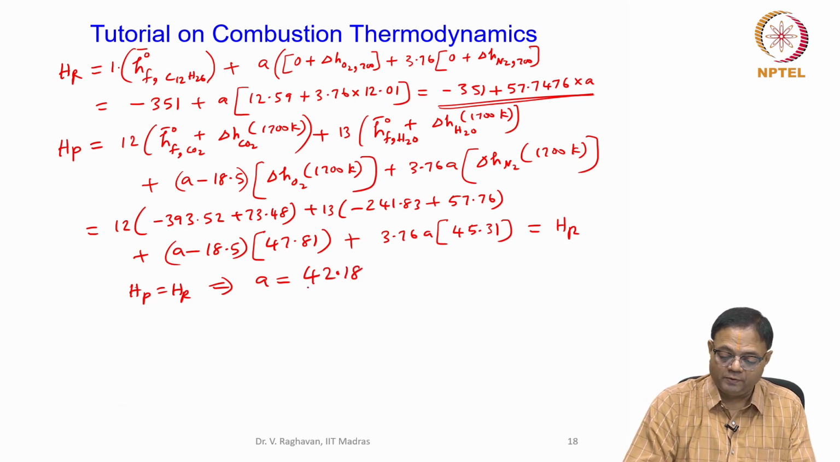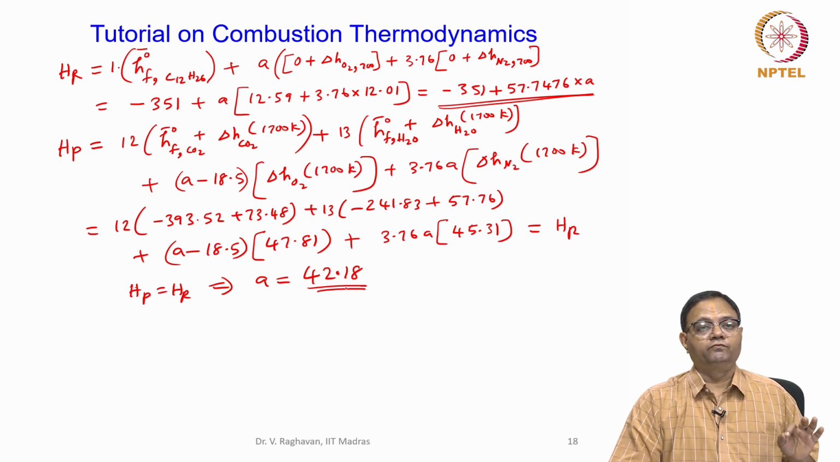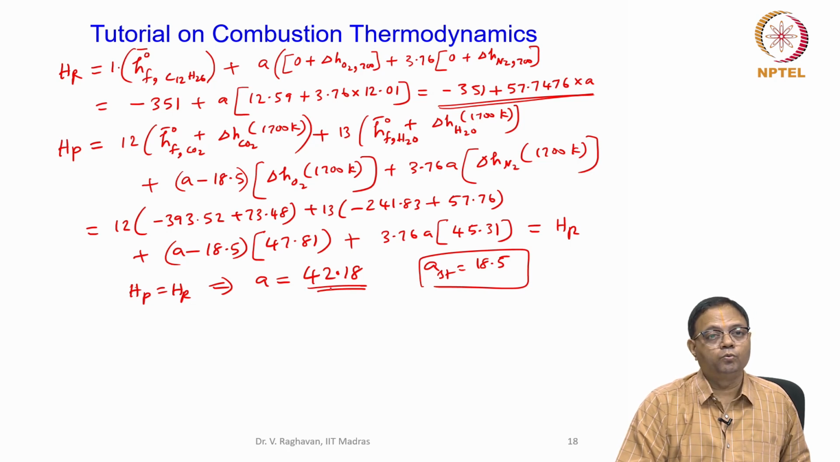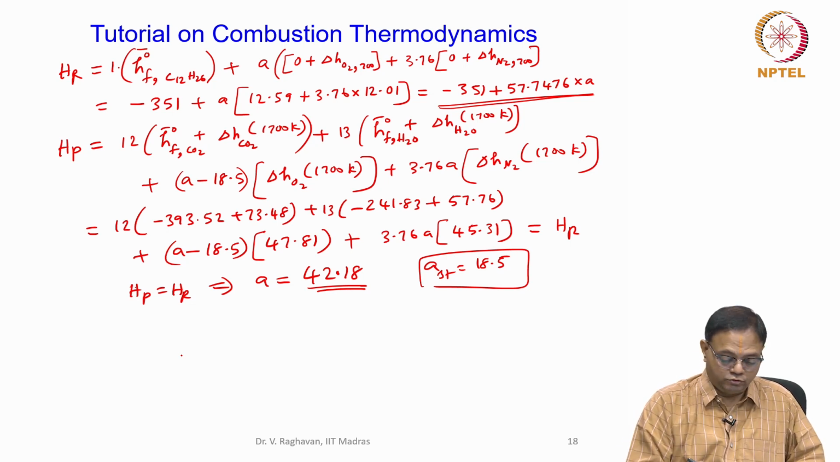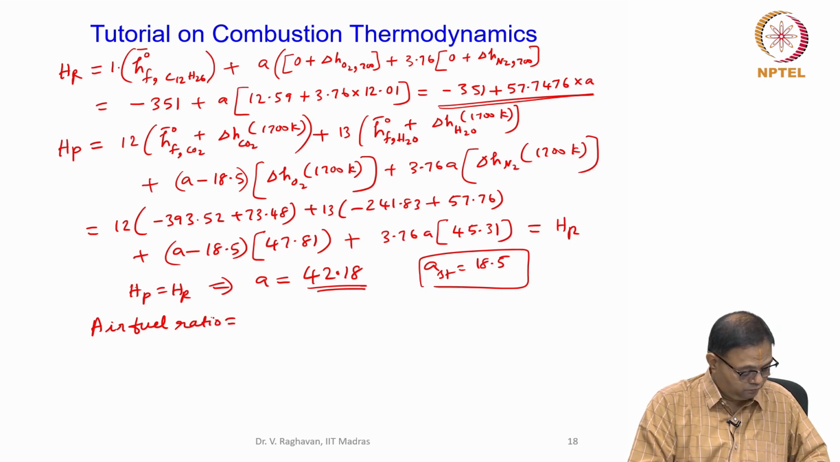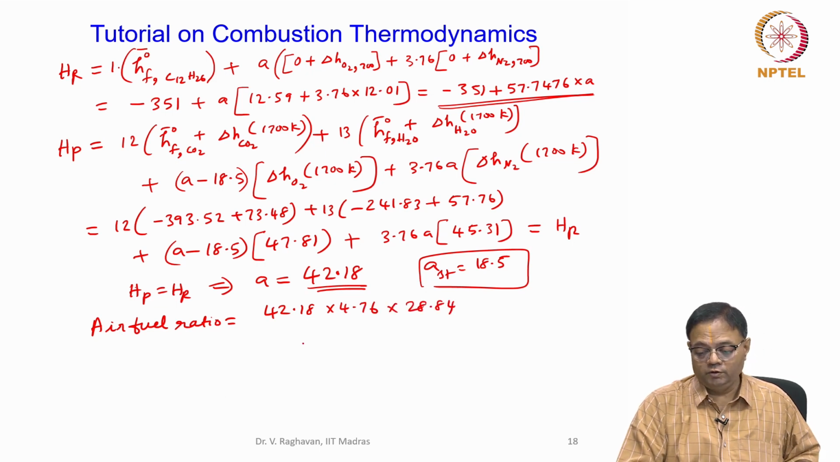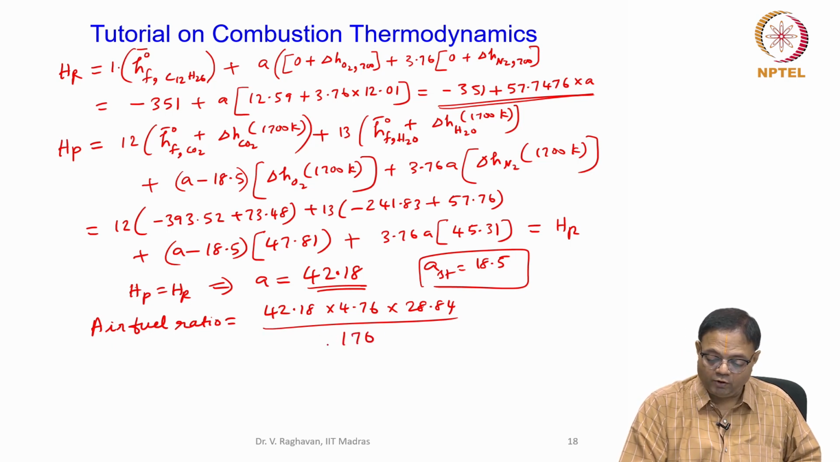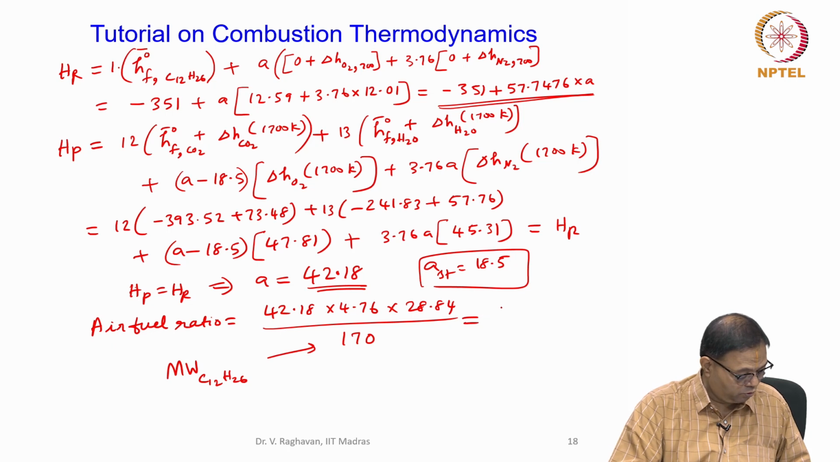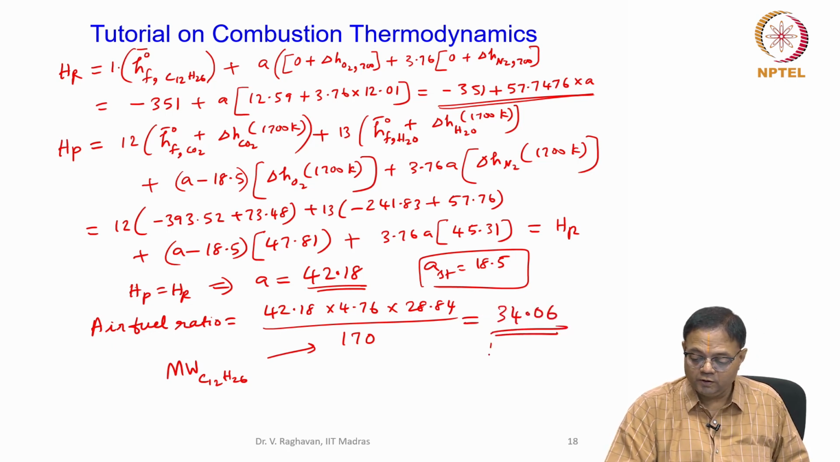Okay. So, what is the air fuel ratio? So, please understand, for stoichiometric A, remember that will be 18.5, but what we are now giving is 42.18. So, now because you have reduced the temperature, more nitrogen, more oxygen goes in, so that temperature is reduced. So, now air fuel ratio is 42.18 into 4.76 into molecular weight of the air 28.84 divided by 170. What is 170? 170 is the molecular weight of C12H26. So, this will be equal to 34.06. This is kg air divided by kg fuel.